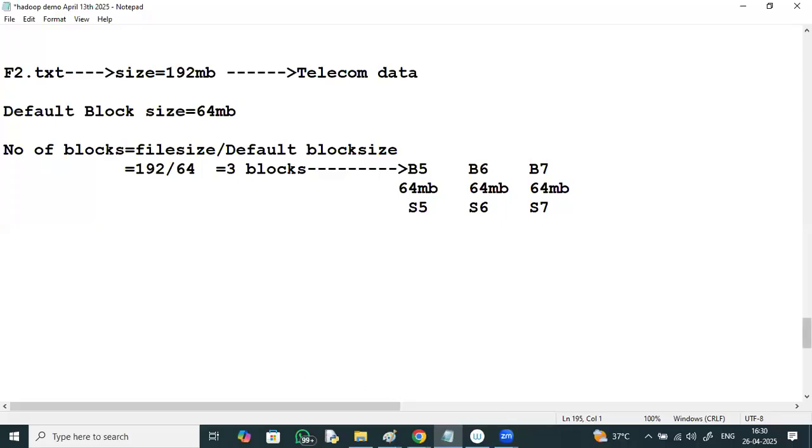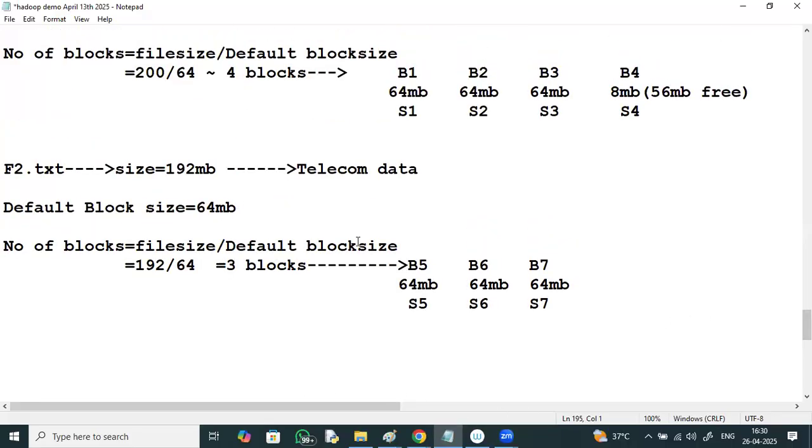So here, you may get one query, right? Why is B5 data not stored in B4 when 56 MB is free here?